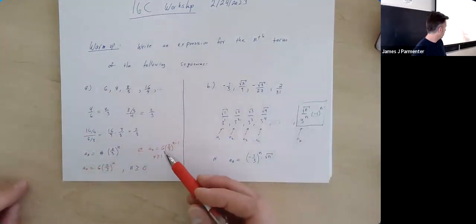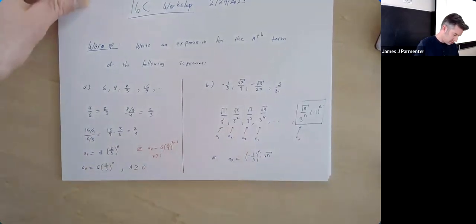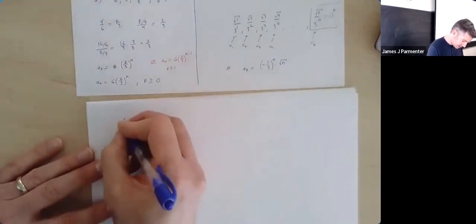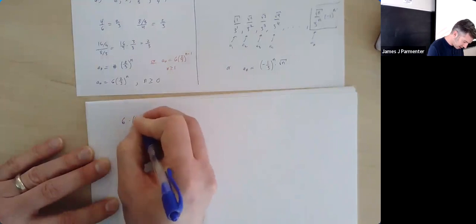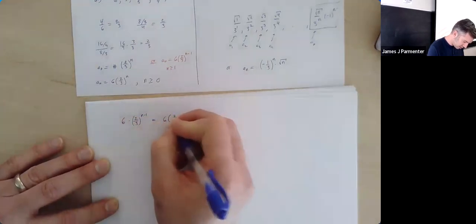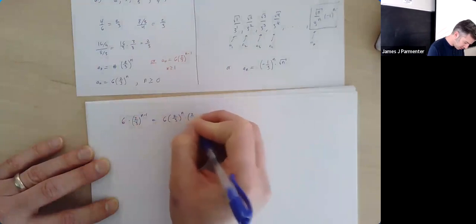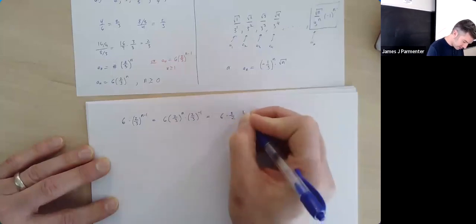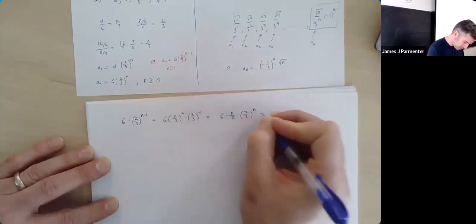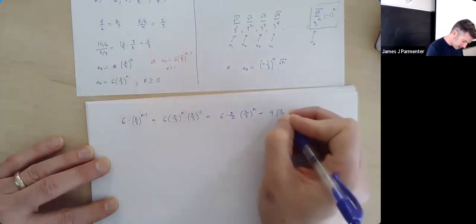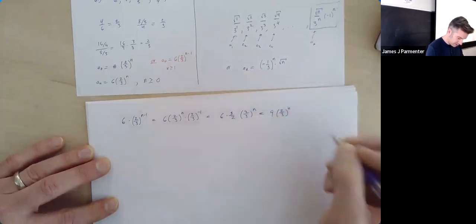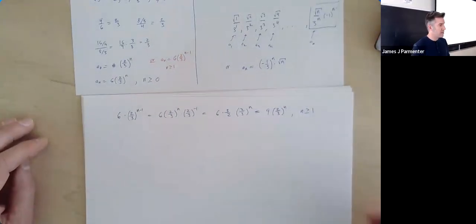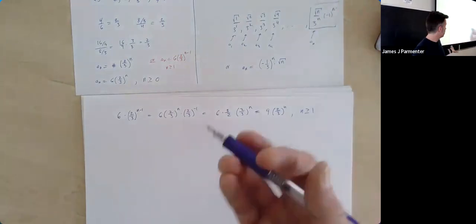If you want to write this in a more typical way, what we're really doing here is saying I've got 6 times 2/3 to the n minus 1, which is really 6 times 2/3 to the n times 2/3 to the negative 1, which is really 6 times 3/2 times 2/3 to the n, which is really 18/2, which is 9 times 2/3 to the n. So you write it that way with n starting at 1. That's probably the more usual way people would imagine writing this, but any of these answers are correct.